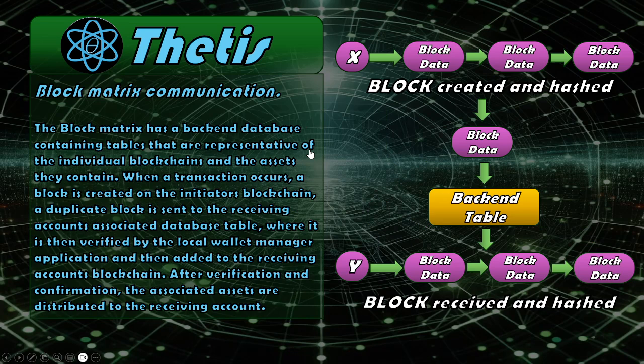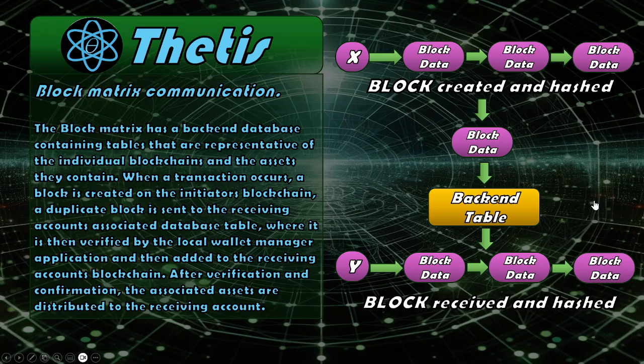So block matrix communication, what actually happened there when we sent it between the two nodes in our network of the block matrix? The block matrix has a backend database containing tables that are representative of the individual blockchains and the assets they contain. When a transaction occurs, a block is created on the initiator's blockchain. A duplicate block is sent to the receiving account's associated database table, where it is then verified by the local vault manager application and then added to the receiving account's blockchain. After verification and confirmation, the associated assets are distributed to the receiving account. So this is what just happened.